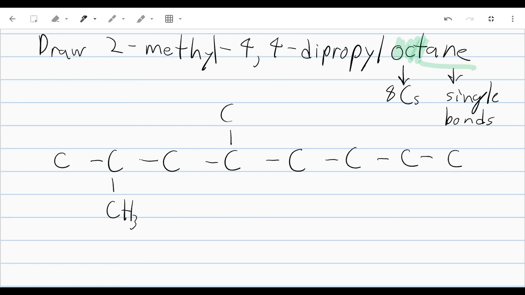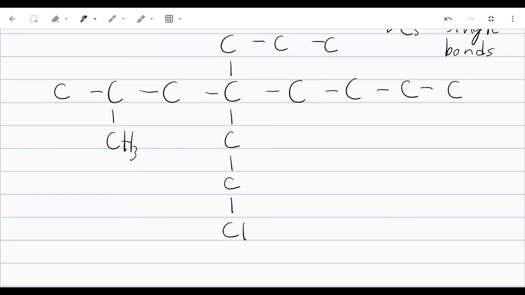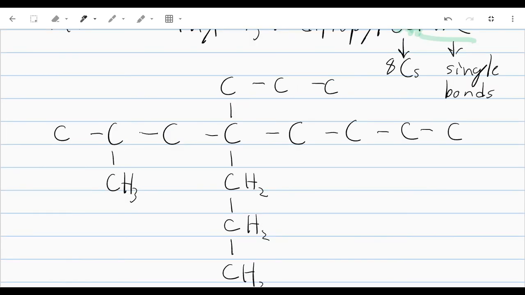1, 2, 3. 1, 2. We have a little bit more space to just go straight down on the bottom. 3. And I can add in the hydrogens for those right away. The terminal end will have 3 hydrogens. The middle carbons will have 2 hydrogens each.